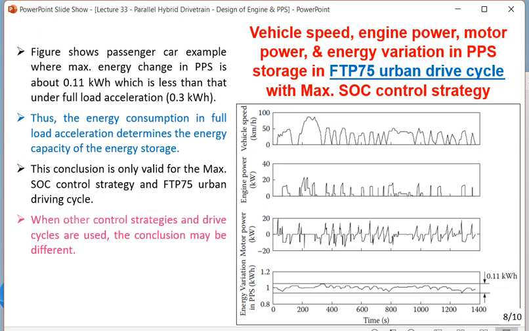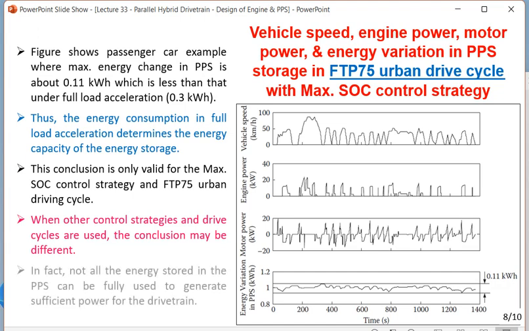When other control strategies and drive cycles are used, the conclusion may be different. So for the max SOC strategy with the FTP driving cycle, we are finding that the maximum energy change in the PPS is about 0.11 kilowatt hour, or 110 watt hour.